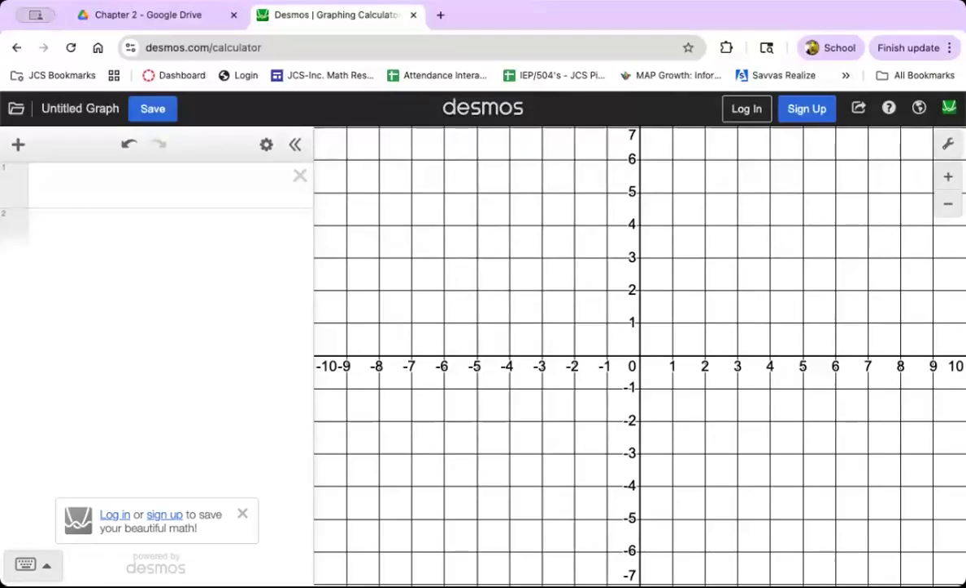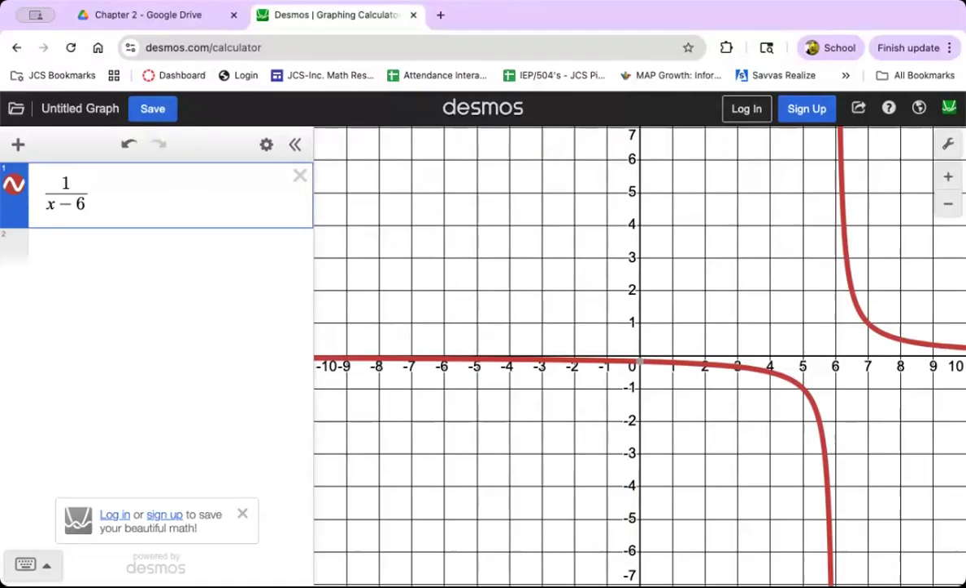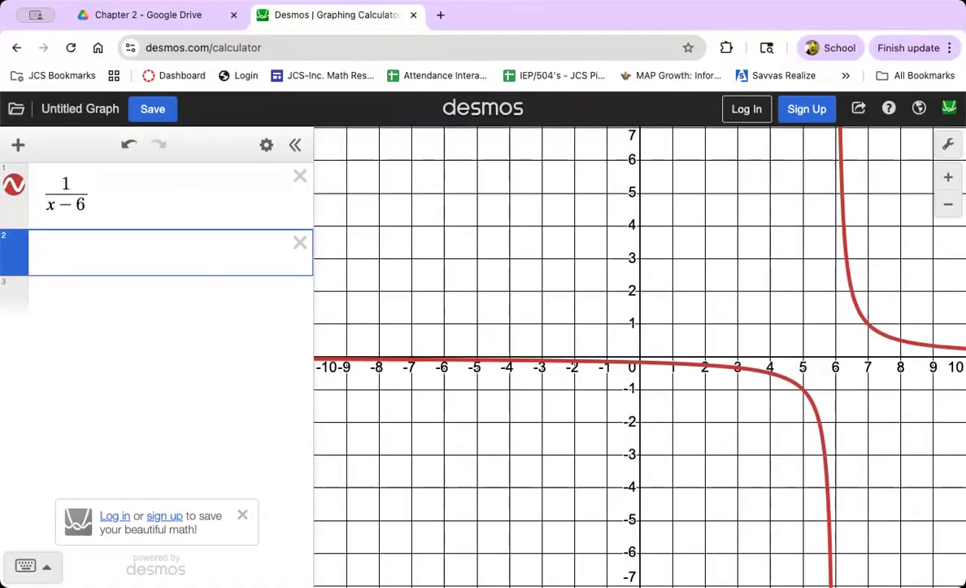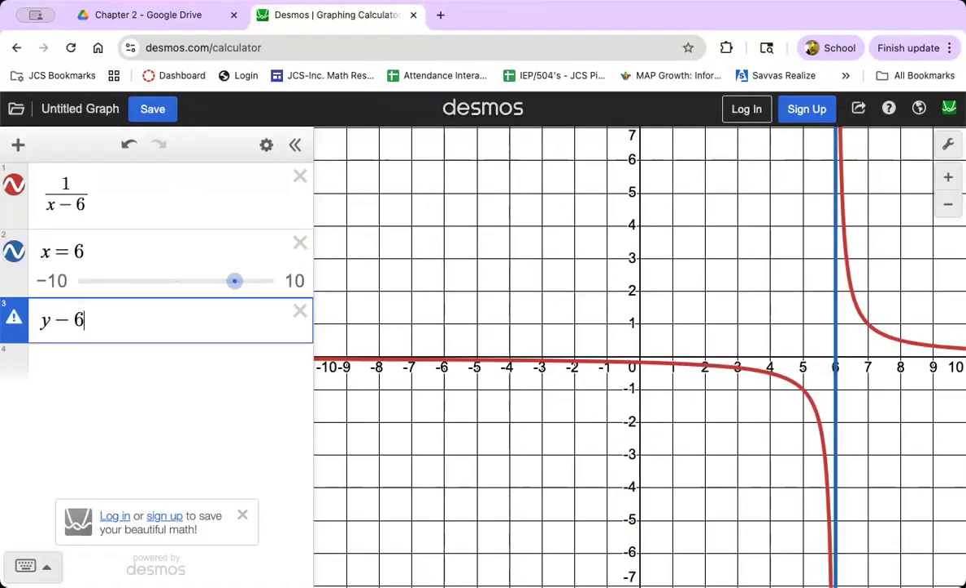Okay, there we go. I need to share the screen for this. Okay. So we're gonna graph, was it 1 over x minus 6? So that's our graph. Plot our asymptote. We have x equals 6 right there. Oops, sorry. Y equal to 0. My apologies. That's the horizontal asymptote.